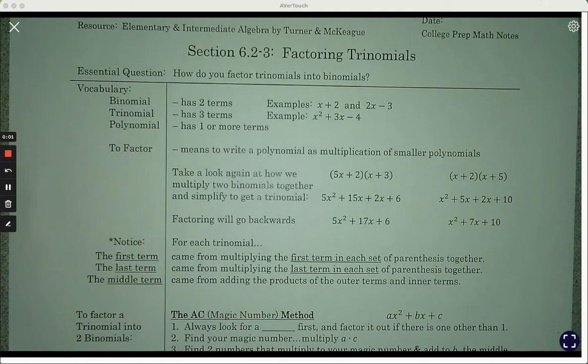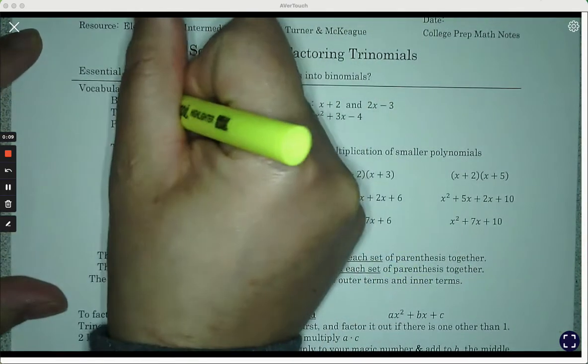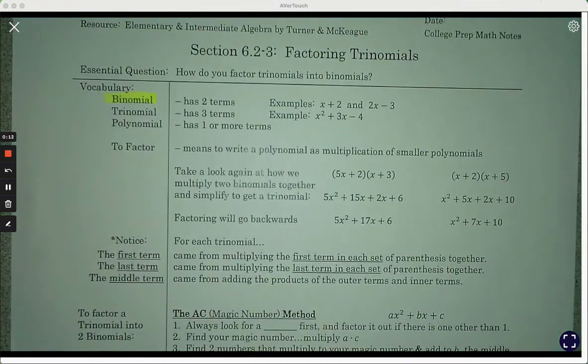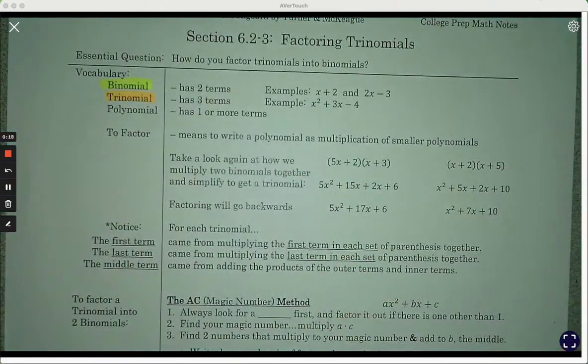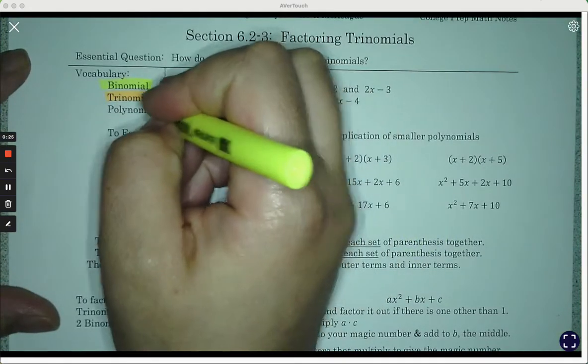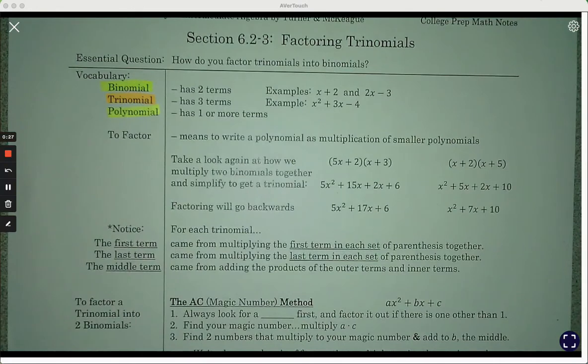All right, so 6.2 and 3 is all about factoring trinomials. So real quick review, a binomial only has two terms, okay? A trinomial, what we're going to be looking at factoring, has three terms, okay? And then they both fall underneath the category of what a polynomial is. So a polynomial has one or more terms. So a trinomial is a polynomial, okay?